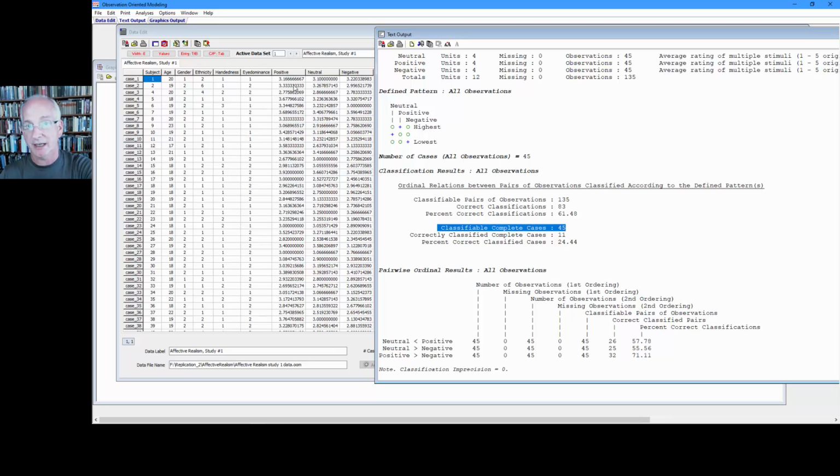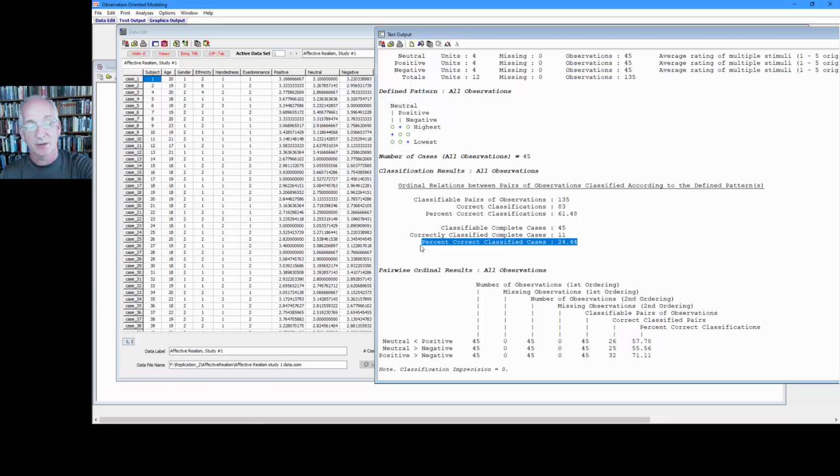Then we go to the second person or case: 3.33 down to 3.27 for neutral. So far so good. Down to 2.96 for negative. Great. Those 3 observations match the ordinal pattern, so this person would be correctly classified. We just go through all 45 cases and tally up how many individuals match the ordinal pattern all the way across. In this case, it's 11 out of 45. That gives us our percent correct classification index of 24.44.